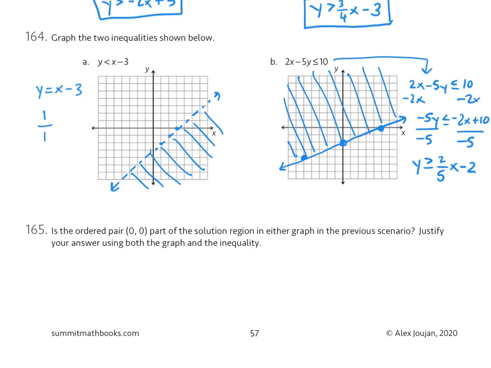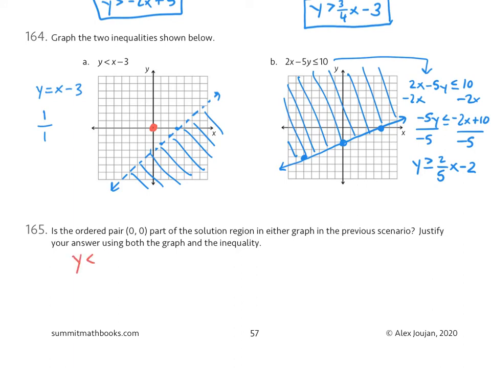165. Is the ordered pair 0, 0 part of the solution region in either graph in the previous scenario? Justify your answer using both the graph and the inequality. Well, let's start by just plotting that point. 0, 0. Is that in the shaded region? No, it's not.